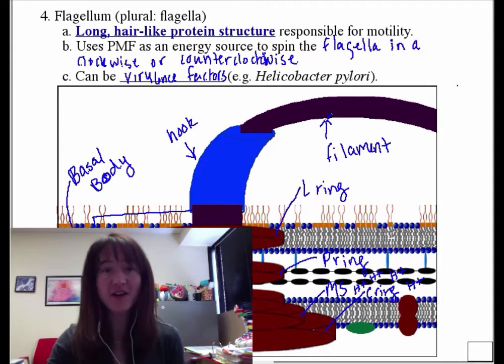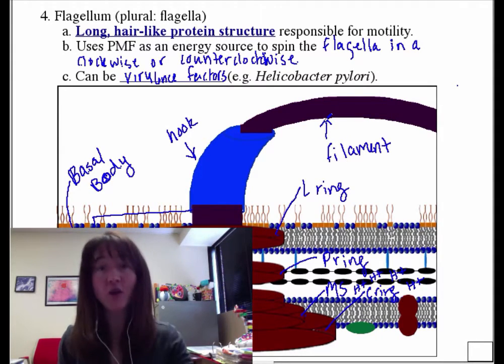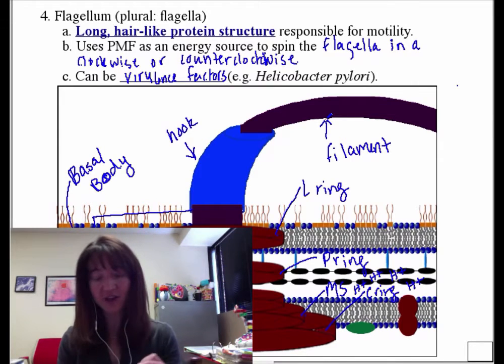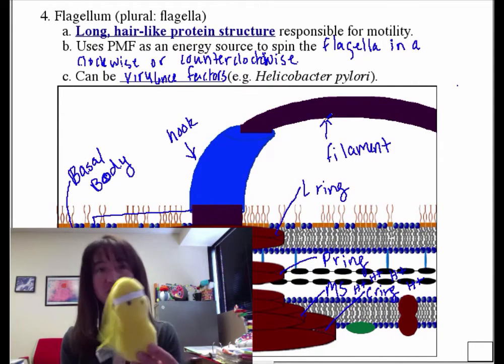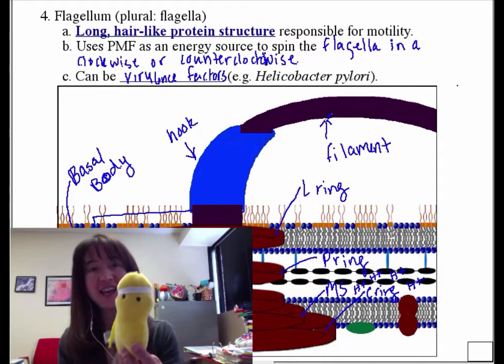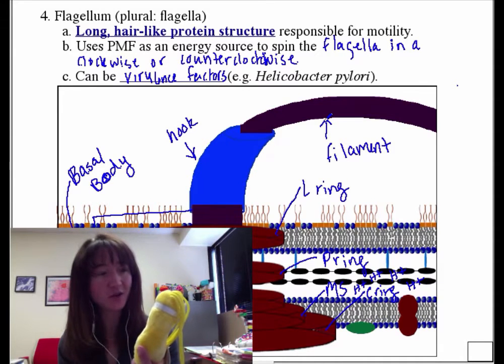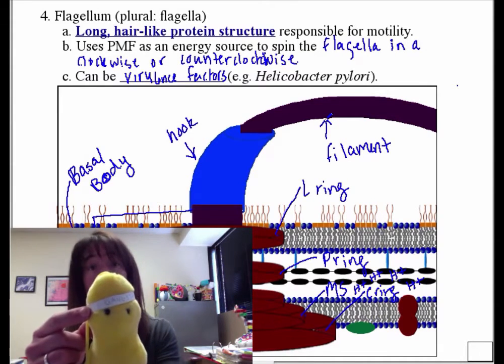So I want to bring up our good friend Helicobacter pylori. I have an awesome stuffed microbe, one of my favorite stuffed microbes. And you can see that as I passed this around to my students one day, it acquired a gangsta headband.